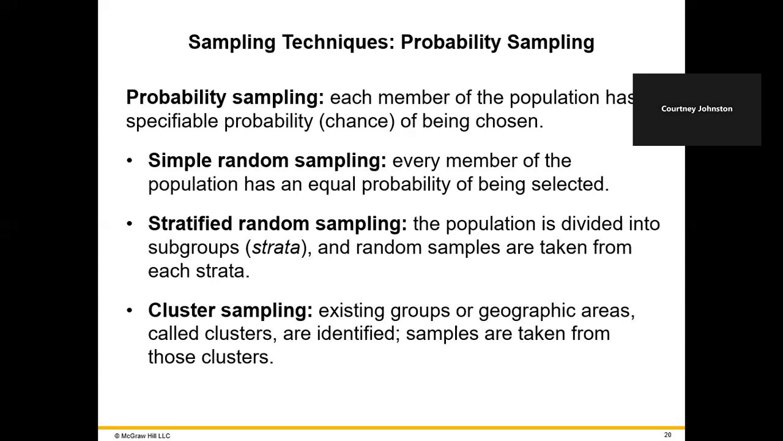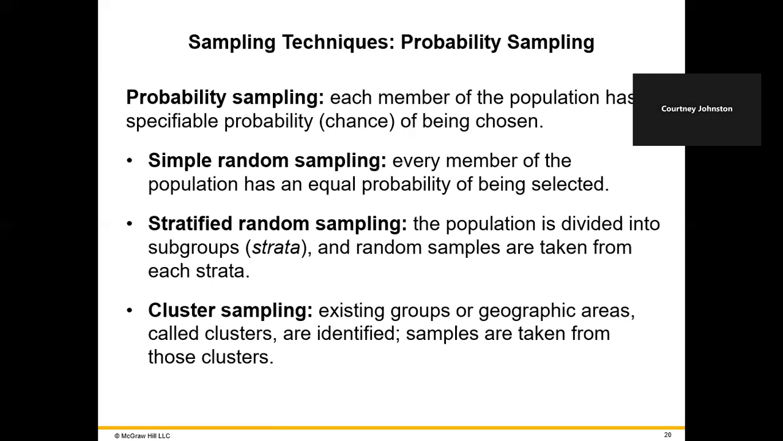They are groups with specific demographics, or you could do male, female. You collect so many, you have so many participants that are male, so many that are female, or so many that are athletes, so many that are not athletes. You group into specific strata or specific groups. There's also cluster sampling. This is when there are existing groups or geographic areas called clusters that are identified, and samples are taken from those clusters.